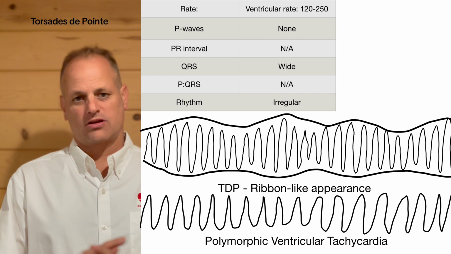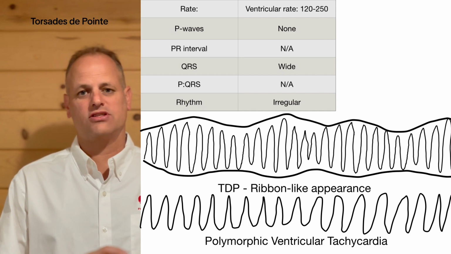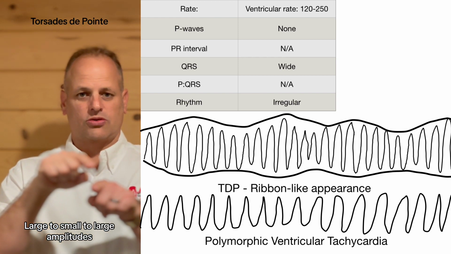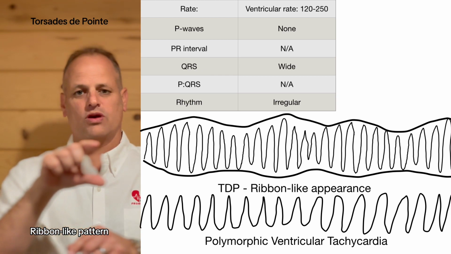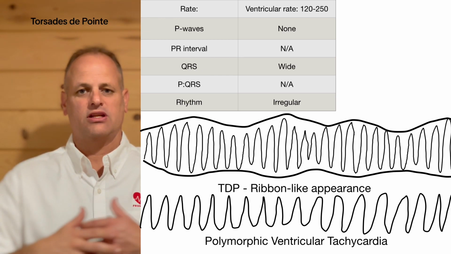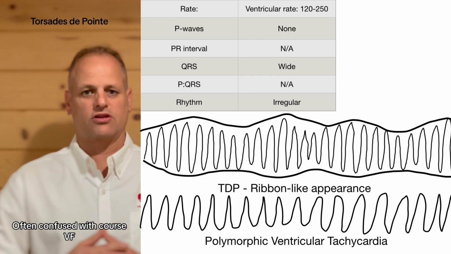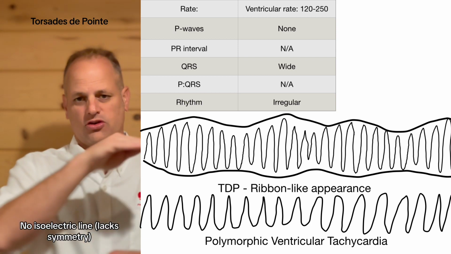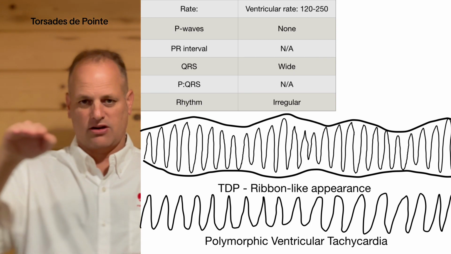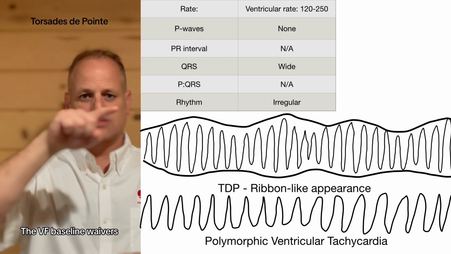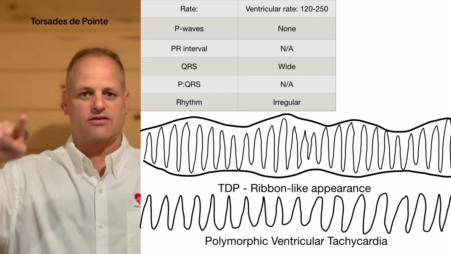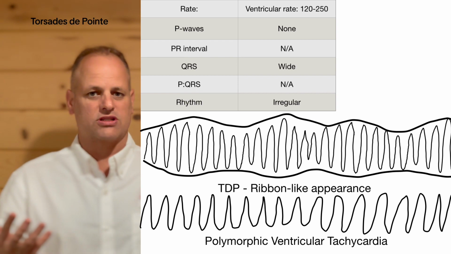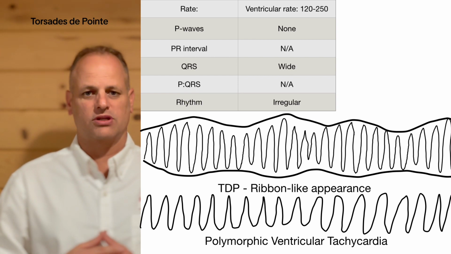Now the hallmark pattern here is that you have these QRSs that go from tall to short, tall to short. So it creates this ribbon-like pattern. Now many times this can be confused with ventricular fibrillation, which actually doesn't have an isoelectric line that you can kind of draw and split the pattern in half. The baseline kind of wavers, right, with VF. So that's how you can kind of tell the difference between polymorphic VTAC, torsades, versus ventricular fibrillation.